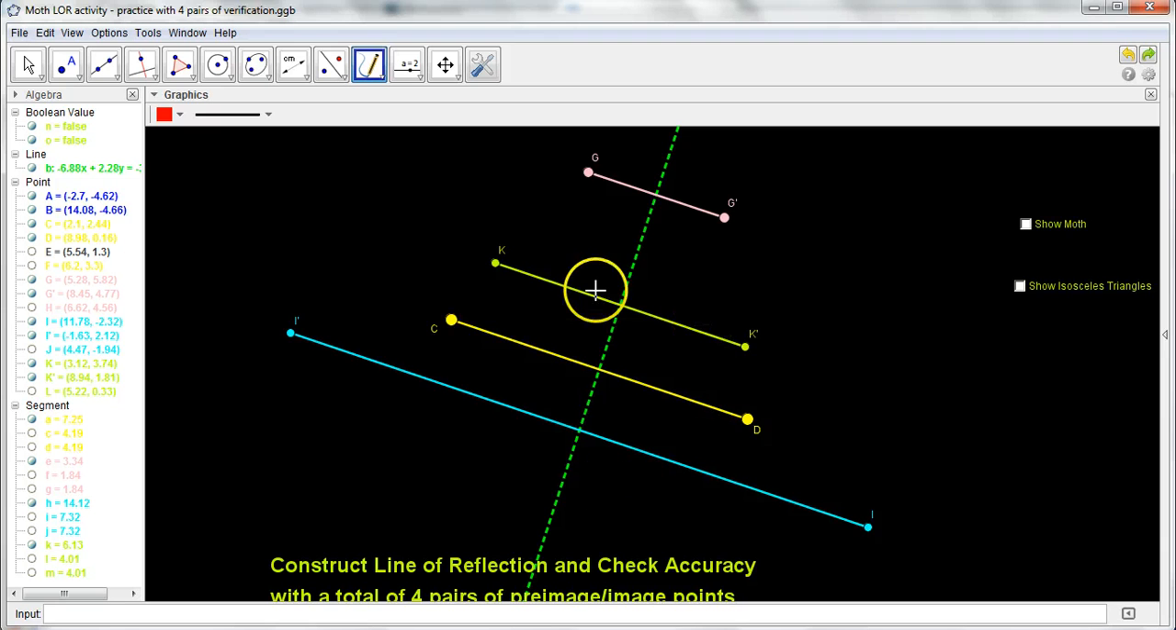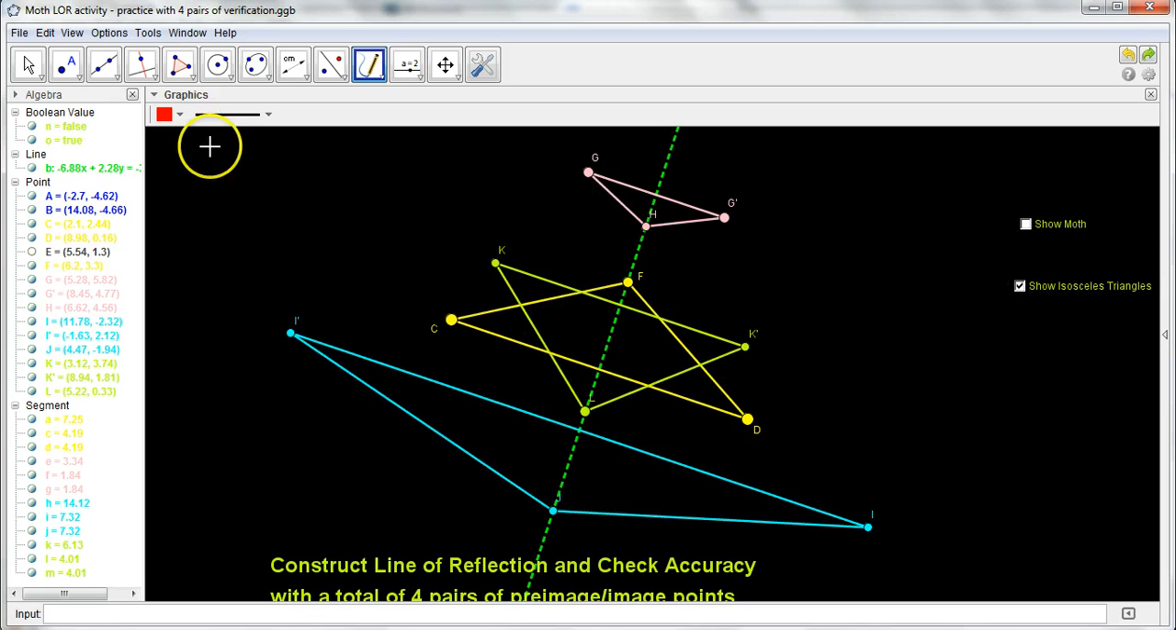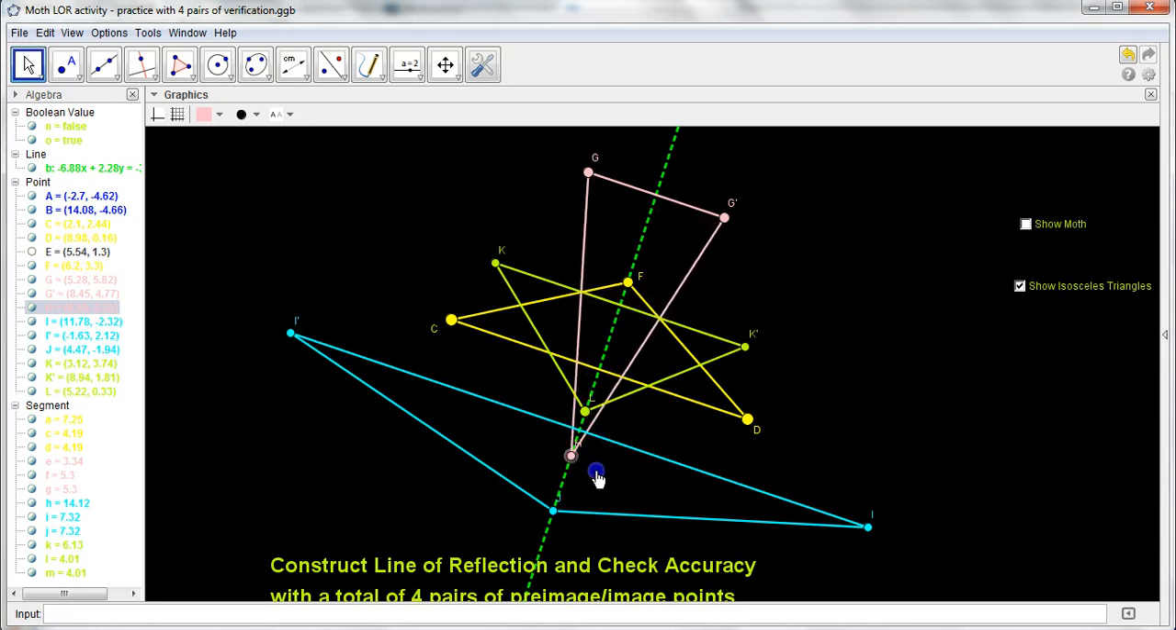Okay, so now let's add a concept to that. What I'm going to do here is, in this box here, I have click or show isosceles triangle. So if I click this, here's what happens. For each segment, I took a point and I put it on the line of reflection. So take this pink segment here. I took some point and I put it on the line of reflection, and I connected a segment from the point on the line of reflection to the endpoints of that segment, and it creates a triangle here, right?